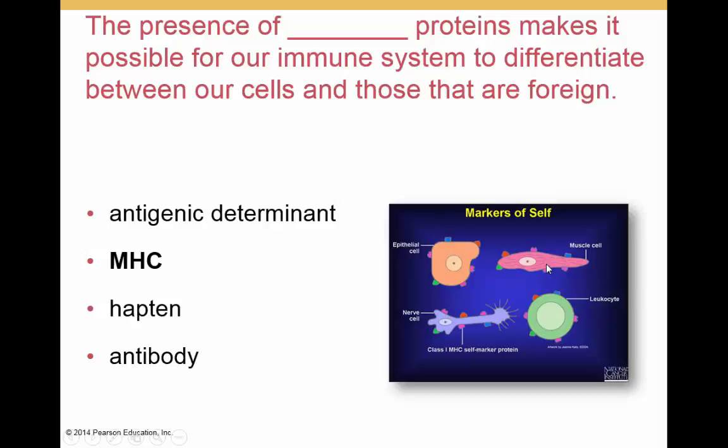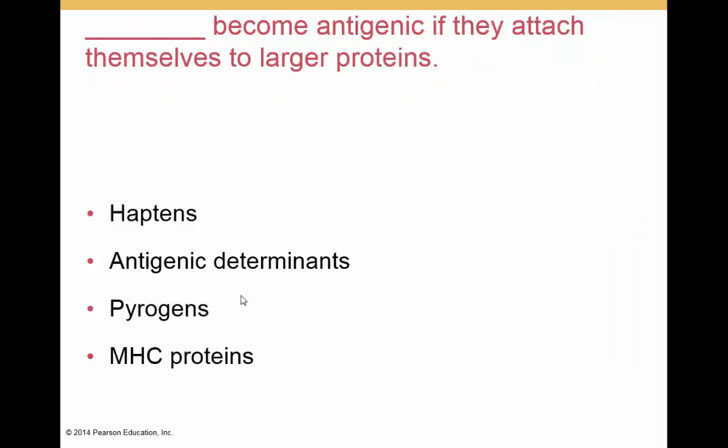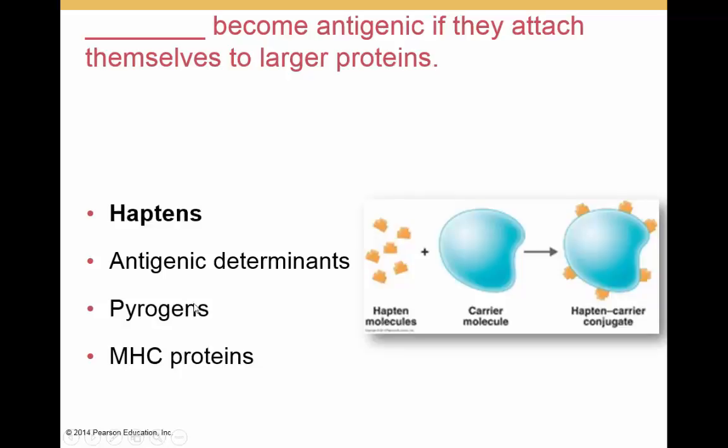All right, and they'll be located on different cells. And I'm going to blow your mind later when I tell you there's different types of MHCs. Blank become antigenic if they attach themselves to larger proteins. I know y'all got this. It's not the pyrogens that cause that fever. All right, you know this. It is those haptens, those cute little tiny molecules that, when they attach to a self-protein, like the oil of poison ivy to our proteins, our epithelial cells on the skin, we are going to have a nasty reaction.